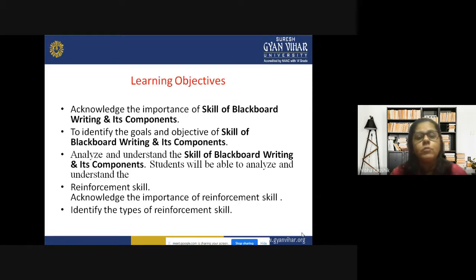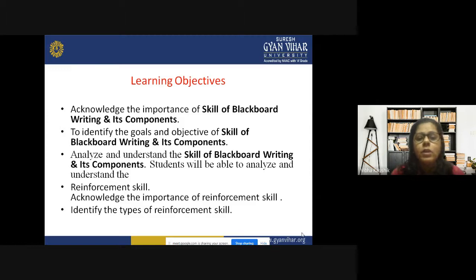Now, the learning objectives of today's topic are: acknowledge the importance of the skill of blackboard writing and its components. The students will be able to acknowledge the importance of the skill of blackboard writing and its different components. Identify the goals and objectives of the skill of blackboard writing and its basic components.